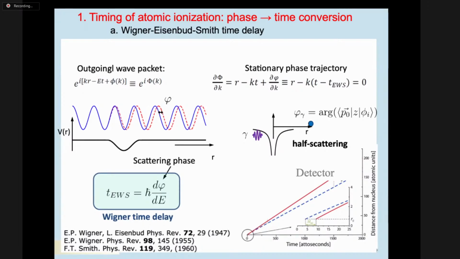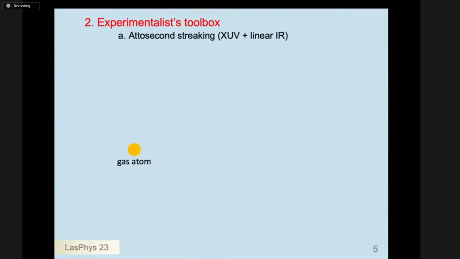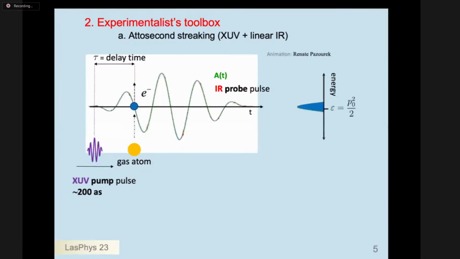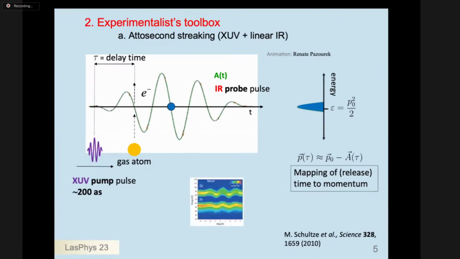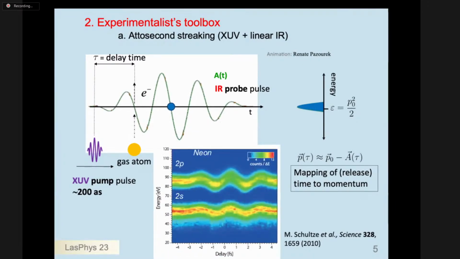No one can actually do this. In reality, they use different techniques, and historically, the first technique used for this measurement was attosecond streaking, where they use the optical wave to accelerate or decelerate the photoelectron, and depending on the moment of its birth, its energy either decreases or increases. So it's a time to energy conversion.